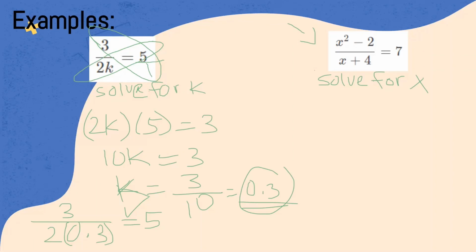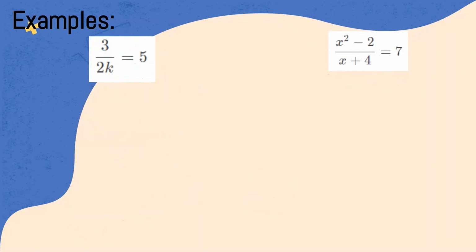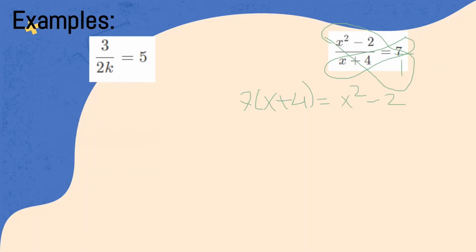All right, so for the second one, we do the same thing we did for the first one. We cross multiply, or we at least start off by cross multiplying. So the 7 has a denominator of 1, right? So I multiply 7 with this, and then I multiply that with the 1 that the 7 has as the denominator. So then 7 times x plus 4 is equal to 1 times, so I'm not going to write the 1, x squared minus 2. And now you're supposed to distribute.